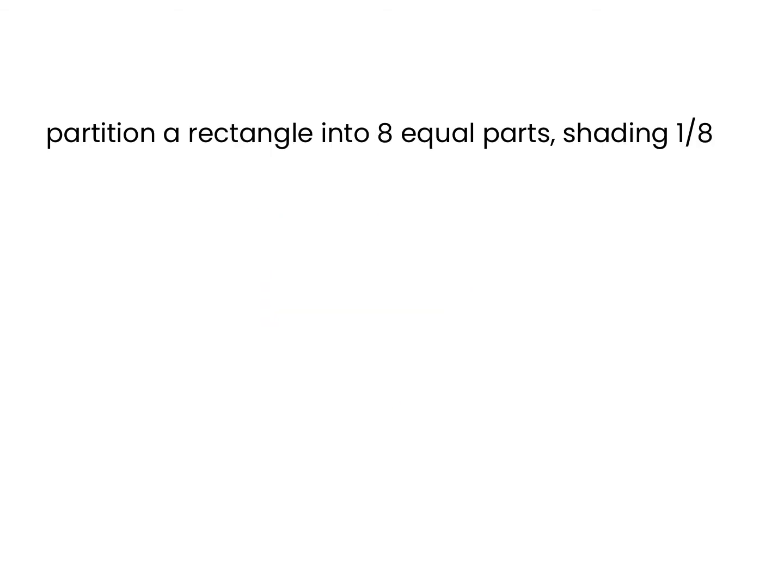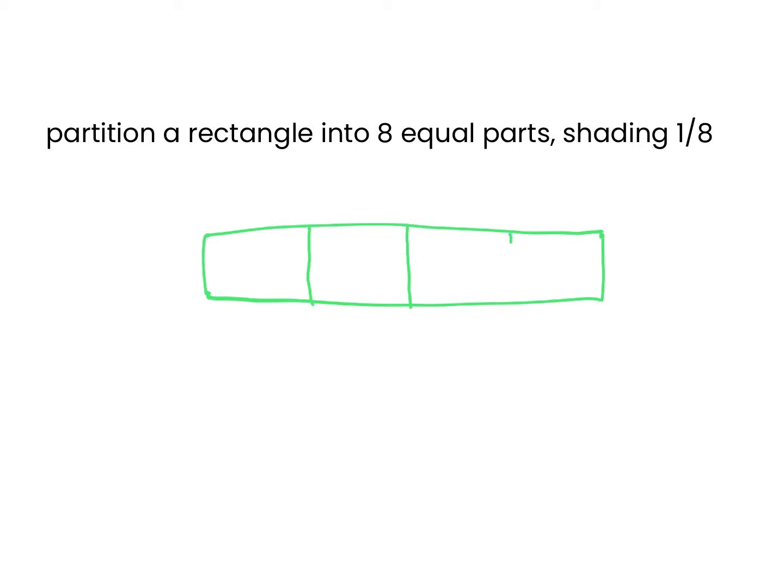All right, a rectangle into 8 equal parts, shading 1/8. Just decided to go ahead and go big, right? So I've got to do 8 parts. And I am somewhat equal. And I'm going to shade 1 of those 8 parts, because that is what 1/8 is. 1 out of 8 parts are represented or shaded.